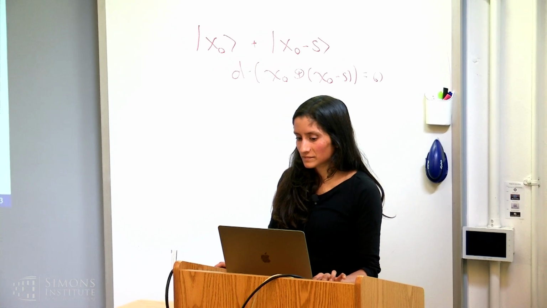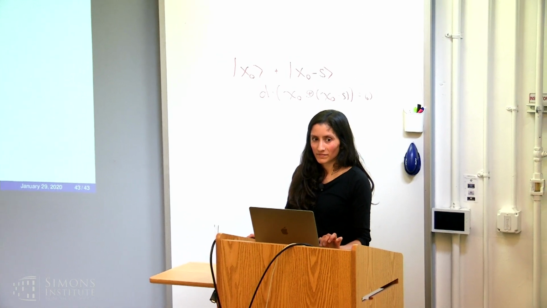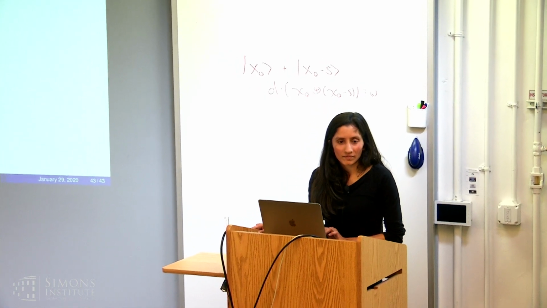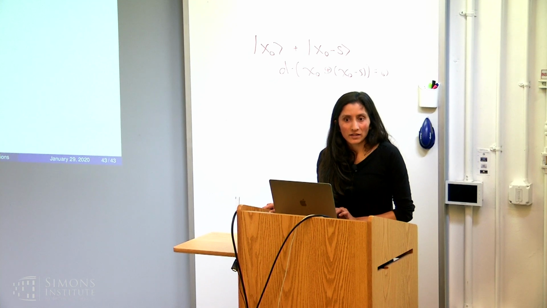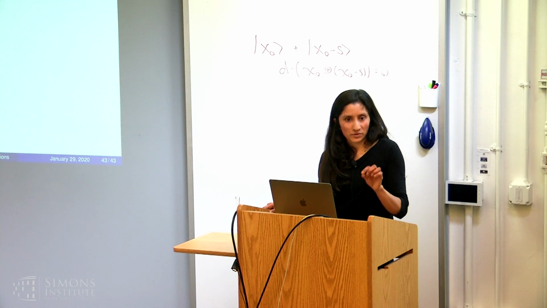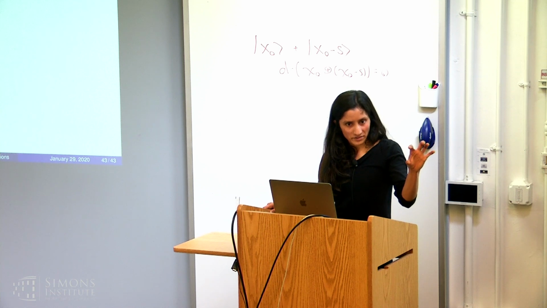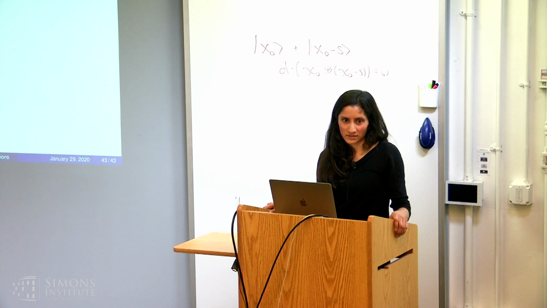Time for a few more questions. Could you explain why it is an easy task to prepare the uniform superposition? Well, even if it's large, let's say it's n-bit strings, then you just start in the state of all zeros and do a Hadamard transform on each qubit, and now you have a uniform superposition.